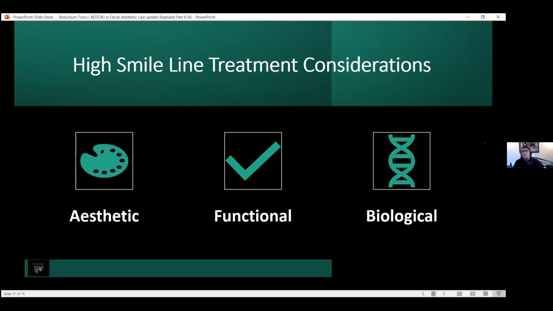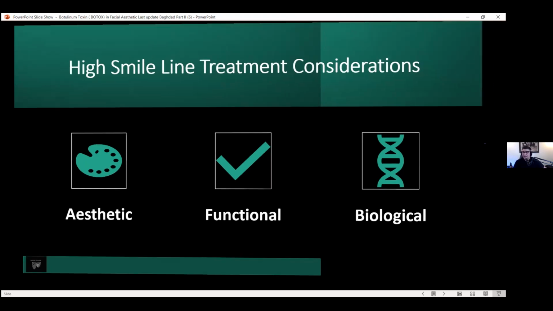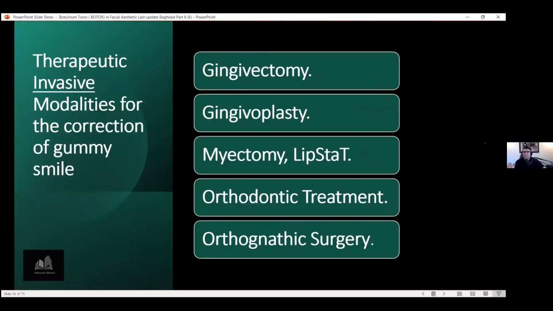The biological, I have to keep some kind of biological structure without any violation, like when you do some kind of gingivectomy. So I will summarize here the invasive modalities for correction of gummy smile. We are actually not focusing on these in this lecture. We're going to go to just the non-invasive.